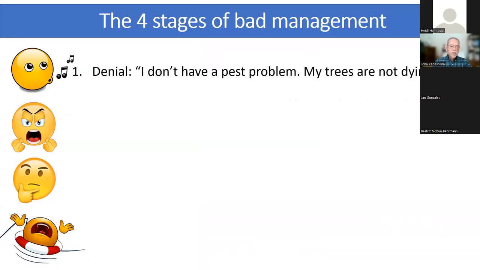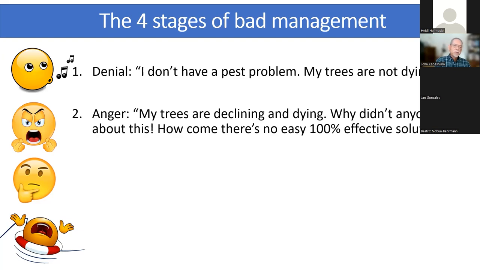So we have a problem out there with all the invasives, and that's what Bea Nobua-Behrmann calls the four stages of bad management. The thing that we're constantly running into is denial. So when we try to go out and educate people about this, the common answer we get is, hey, I don't have a problem. My trees aren't dying. And they're probably thinking we're making all this up. And I do that sometimes, but not this time.